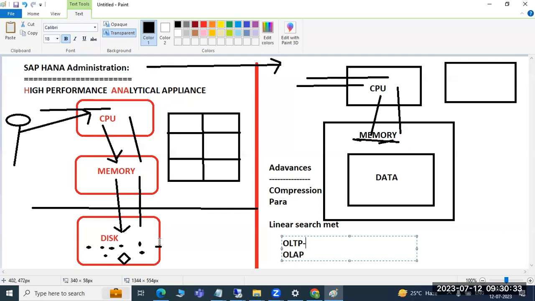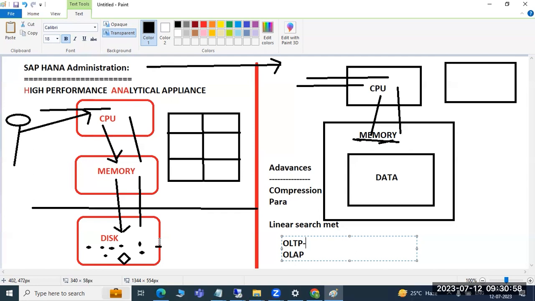And so there are CPU methods and column store tables. There are a lot of advantages to using the HANA database. That is the reason every customer, for every business, is using the HANA database for their day-to-day operations.